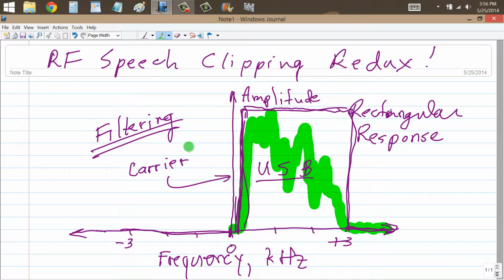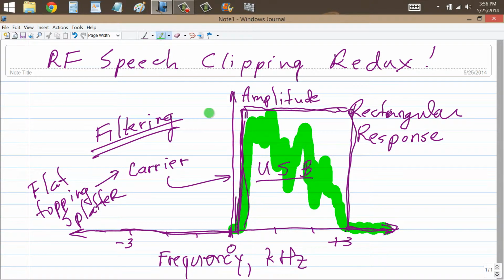All right, if you employ speech clipping in order to increase the average power of the signal without increasing the peak power, you're going to get, as I mentioned before, that bugaboo called flat topping, which will lead to splatter unless you use another very, very well-defined rectangular response filter. Splatter on a spectrum analyzer would look something like this.